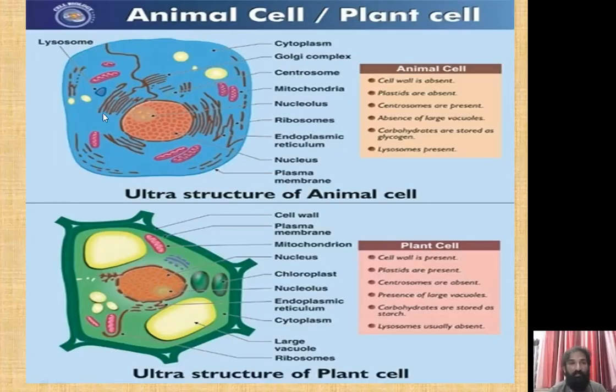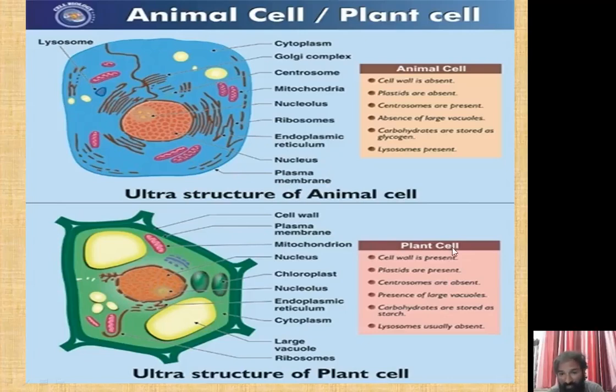Okay, just see the picture here. It is an ultrastructure of the animal cell and the ultrastructure of the plant cell. The parts which are present in the animal and plant cell we already discussed in the previous session. We observe here the differences between the plant cell and animal cell. In the animal cell, the cell wall is absent. The animal cell is surrounded by the outermost layer, which is the plasma membrane or cell membrane.